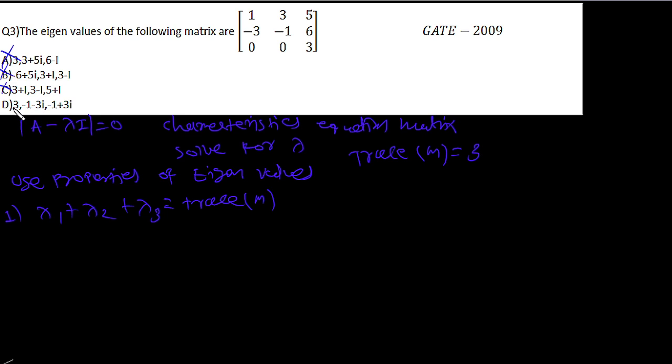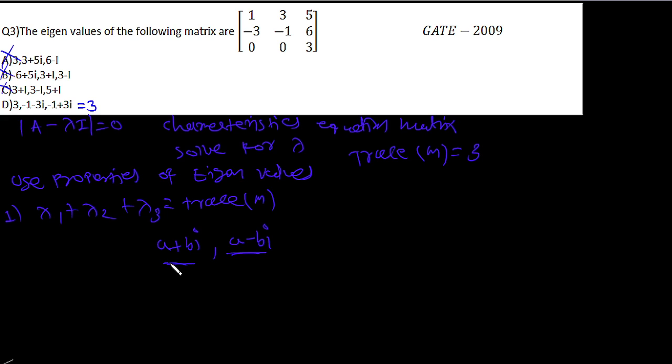Okay, the remaining option is only D, and we can see we can get the sum equal 3. So option D is the correct one. And now you can see that whenever the eigenvalues come in complex form, either in the form of a plus bi, they must be in a pair. If a plus bi is an eigenvalue of any matrix, then a minus bi is also an eigenvalue.